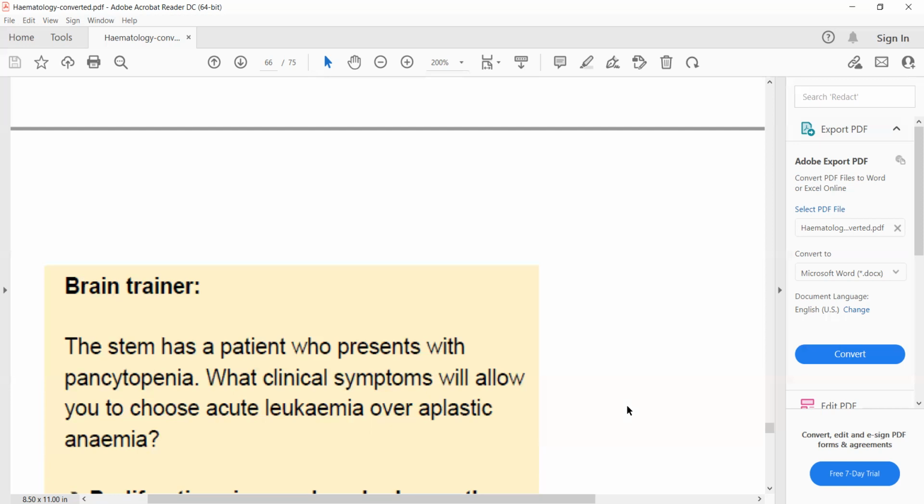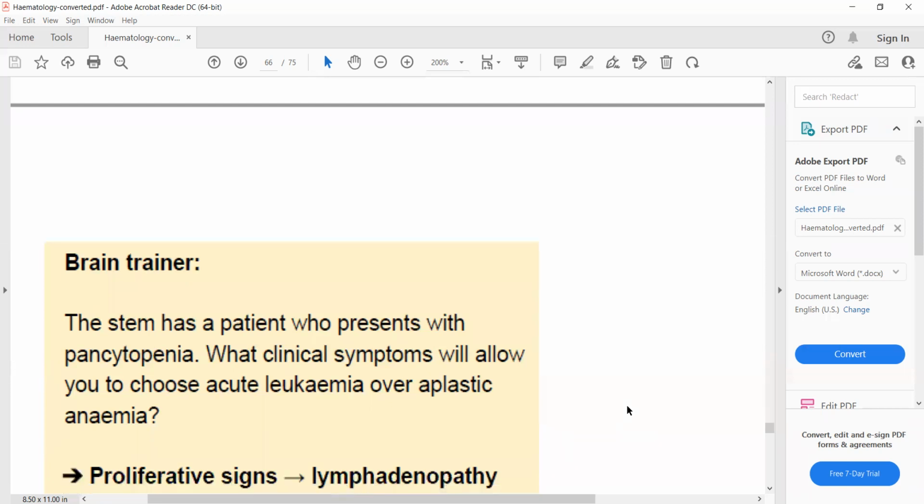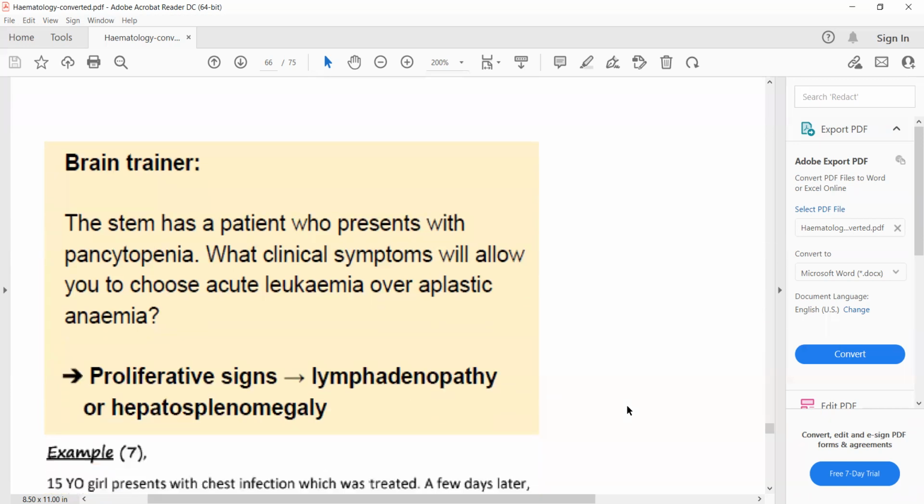So if the patient presents to you with pancytopenia and there is lymphadenopathy and hepatosplenomegaly, then it will be acute leukemia. And pancytopenia without lymphadenopathy and hepatosplenomegaly will most likely be aplastic anemia. So this is a third differentiating factor on the basis of clinical signs and symptoms.